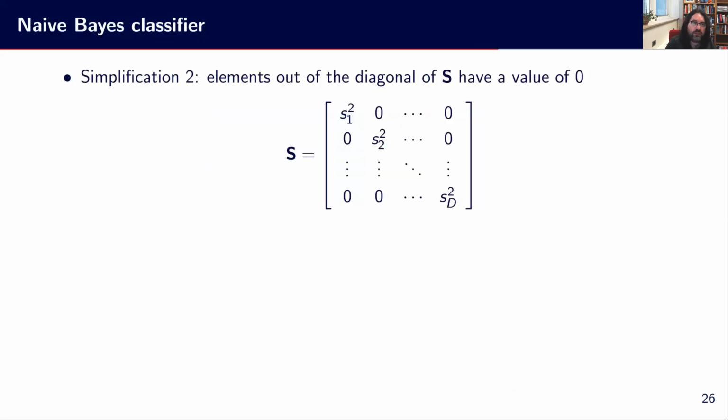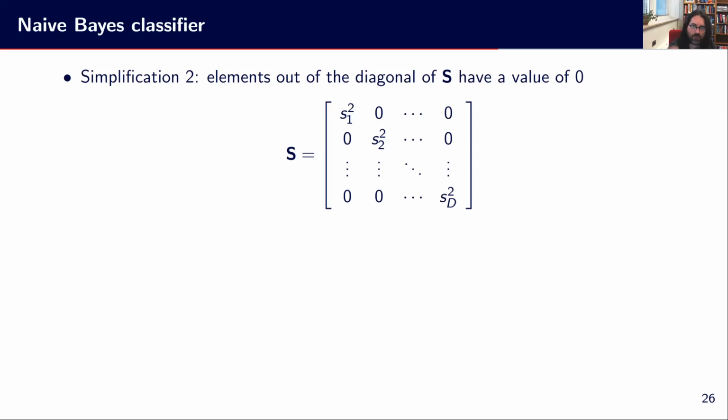Now we can make a second simplification. We can go on with a naive Bayes classifier. So in that case, we are assuming that there is no covariance. All elements out of the diagonal have a value of 0. We don't have any covariance between the variables. All the variables are independent. So we say naive Bayes because it is kind of naive to assume that all variables are independent. In real life, it is kind of rare that we've got these things, but this is an assumption that is quite interesting.